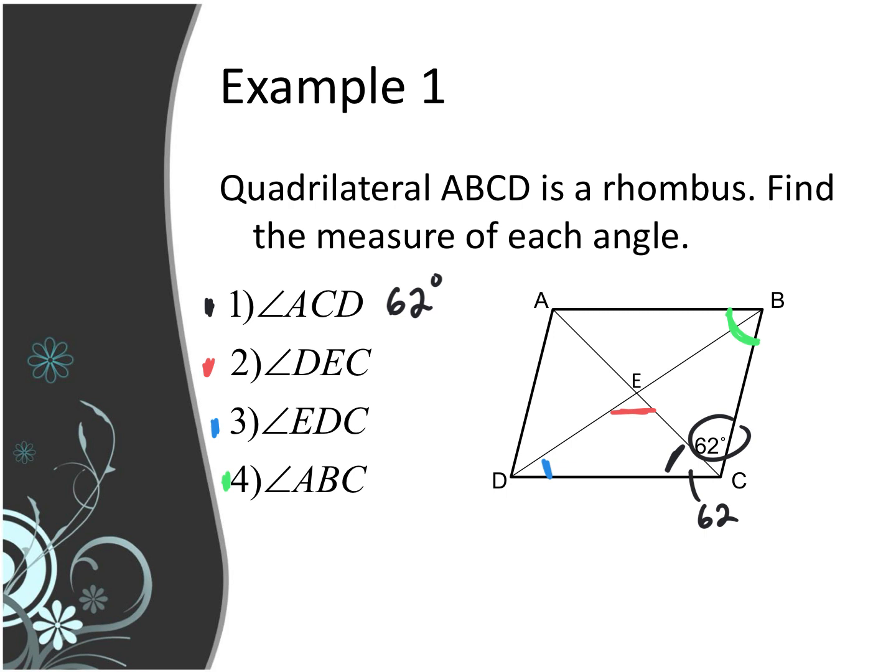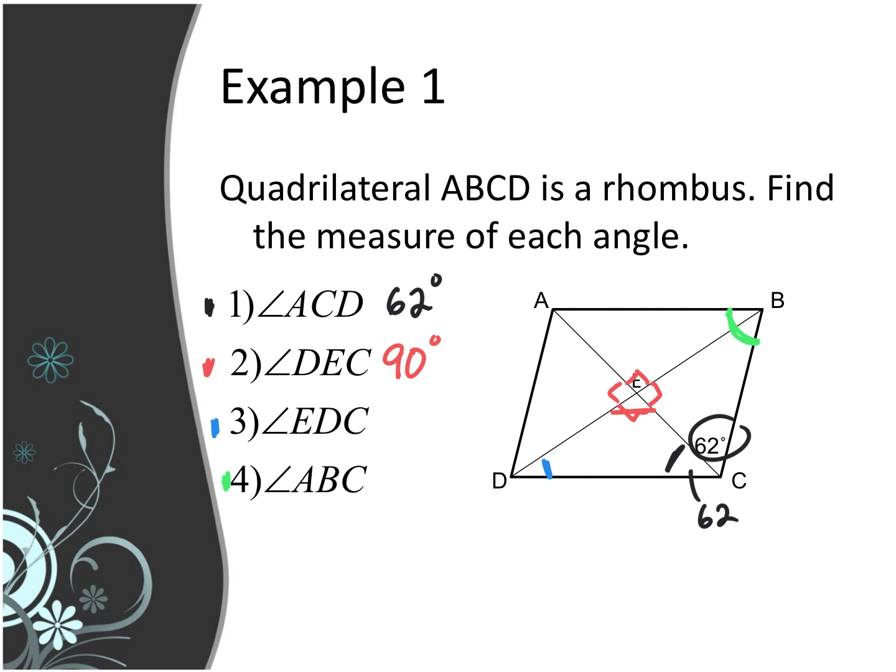Now for the second one, we know that again, this is given as a parallelogram, as a rhombus. So we know all of the angles in the middle should be 90 degrees. That's one of the theorems. So that means the second one should be 90.